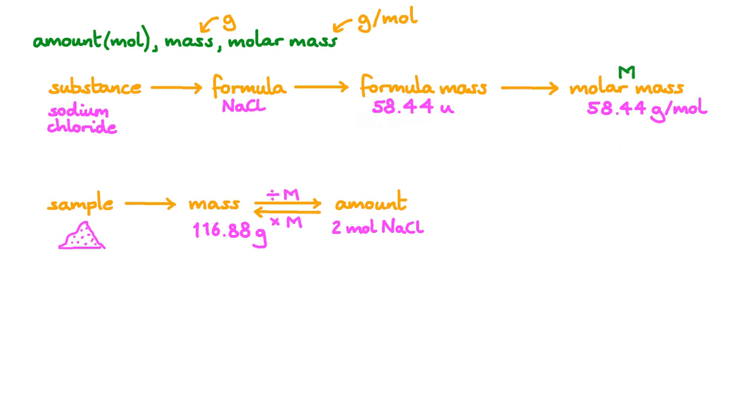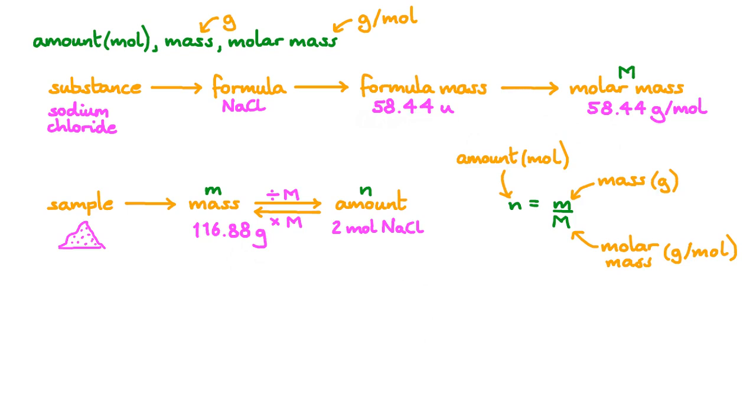We can easily convert between mass and amount by dividing or multiplying by the molar mass, which is given the symbol M. You can use the formula n, as in amount, is equal to m, as in the mass in grams, divided by capital M, which is the molar mass in grams per mole. To get this properly embedded, let's do some practice.